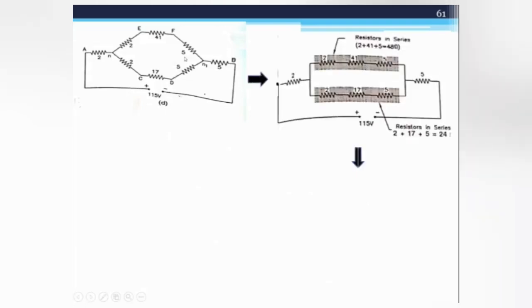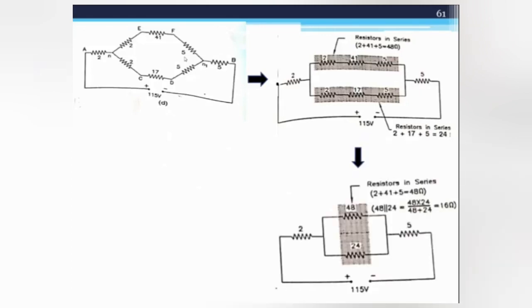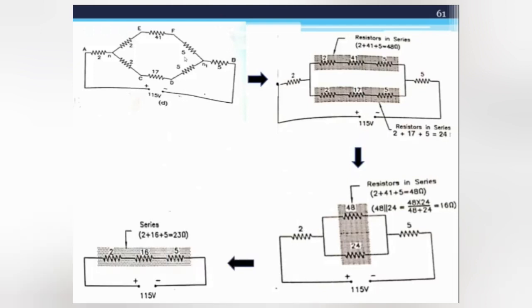Now see, these three resistors on the upper side, 2 ohm, 41 ohm and 5 ohm, are connected in series. So the equivalent of that is 48. 2 ohm, 17 ohm and 5 ohm are also in series. The equivalent is 24. So 24 and 48 are connected in parallel, and the equivalent of that is 16. After that, 2 ohm, 16 ohm and 5 ohm are connected in series, so the equivalent of that is 23.